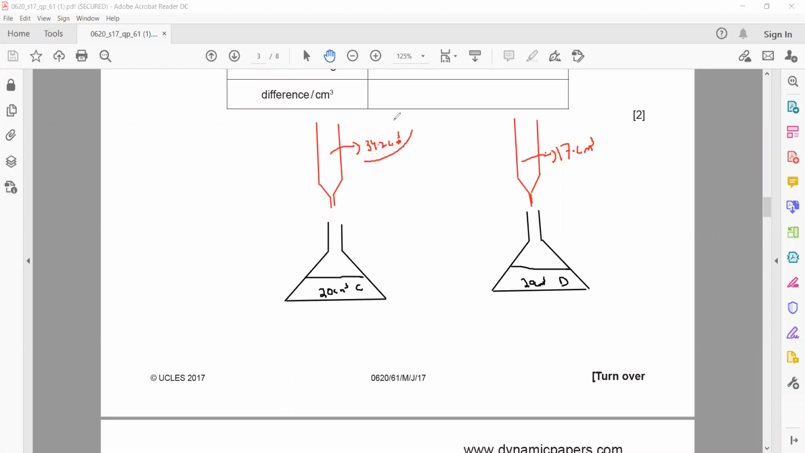C is more concentrated, and D is having a lower concentration. Why? Because you need a greater amount of thiosulfate for complete reaction with C, and you need a small amount of thiosulfate for complete reaction with D. So which solution is having more particles? C is having more particles. That's why you need a greater amount of thiosulfate for the reaction.